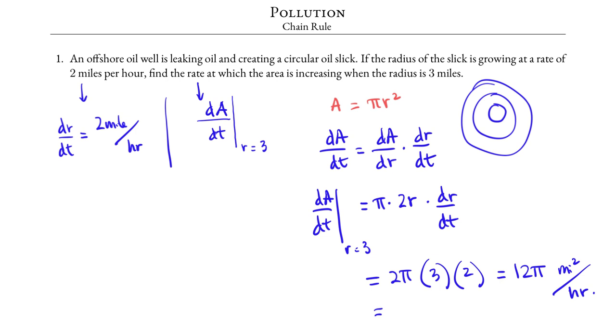This is approximately 37.7 square miles per hour. And that is how fast the area is increasing when the radius is 3. For each additional hour, the area will increase approximately 38 square miles.